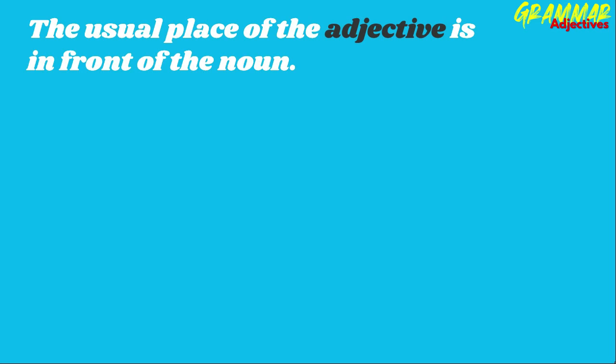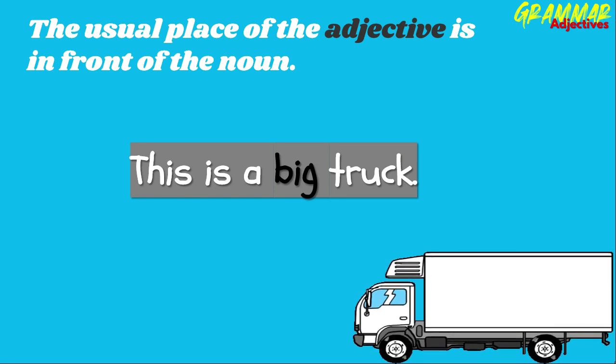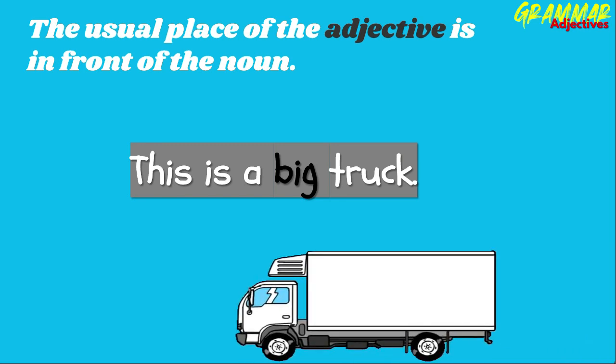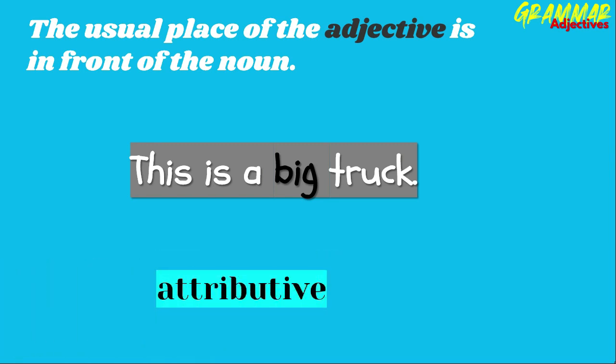The usual place of the adjective is in front of the noun. So here we have, this is a big truck. So we have the adjective big in front of the noun truck. And this is called an attributive adjective.